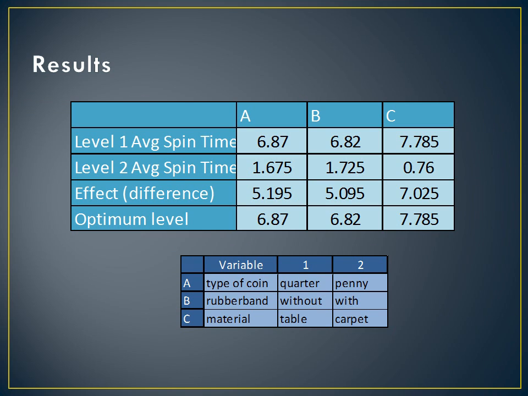These are the second half of our results. We had the level 1 average spin time, and then we did it again level 2 for A being the type of coin, B the rubber band or not, and C the surface on which it was spinning. And there's quite a big difference between each one.